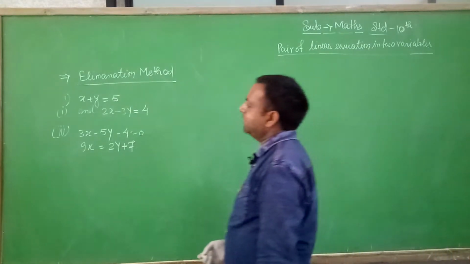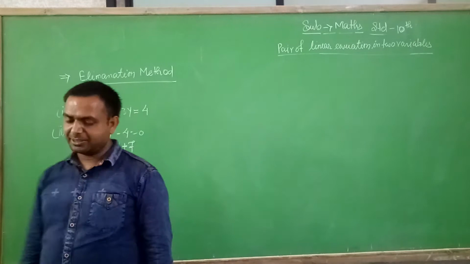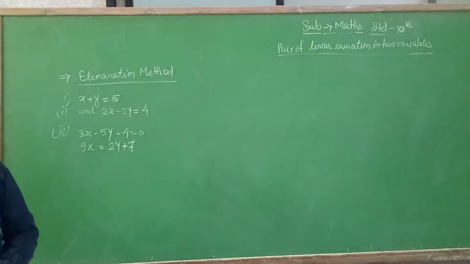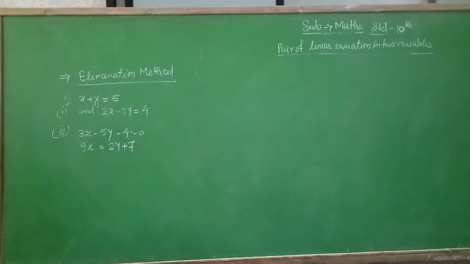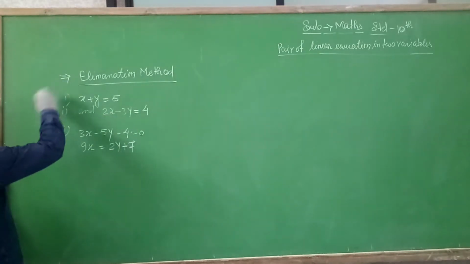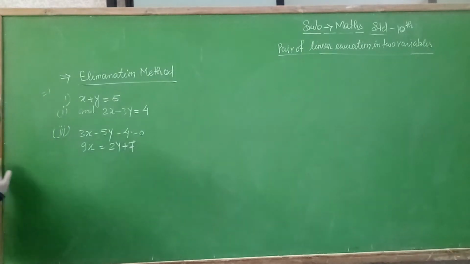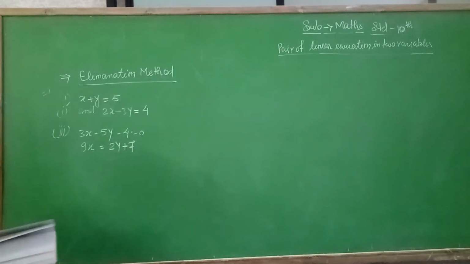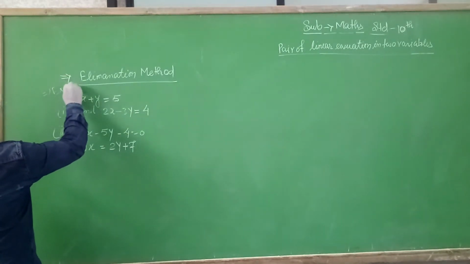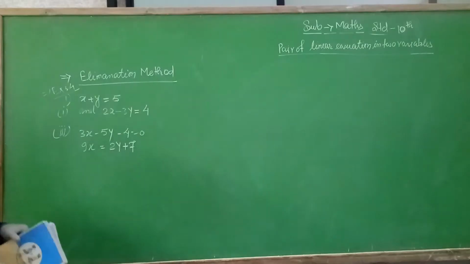Here you see that the question is from the exercise. Here the exercise is given, Exercise number 3.4. The first question is given that x plus y is equal to 5 and 2x minus 3y is equal to 4. So according to the exercise, this is exercise number 3.4: x plus y is equal to 5 and another equation 2x minus 3y is equal to 4.